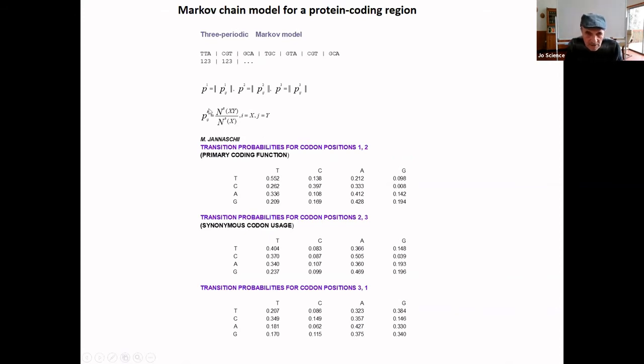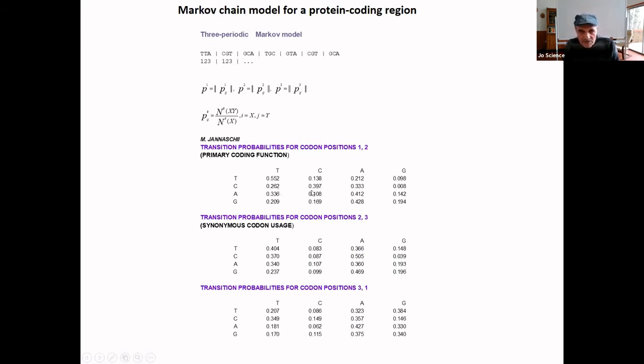And similarly, the parameters will be estimated by calculation of these ratios: frequencies of dinucleotides divided by frequencies of the nucleotide in the first position of the dinucleotide. And these formulas will also have index K, which stands for the frame of reading. So it will be either first and second position of codon, second and third position of codon, or third and first position of codon. So I group together dinucleotides sitting in one and the same position with respect to the start of a codon.